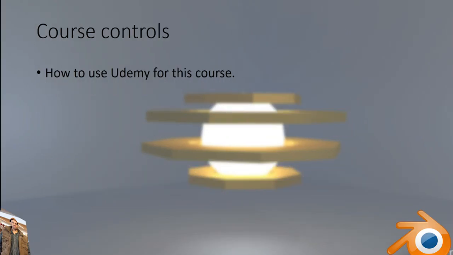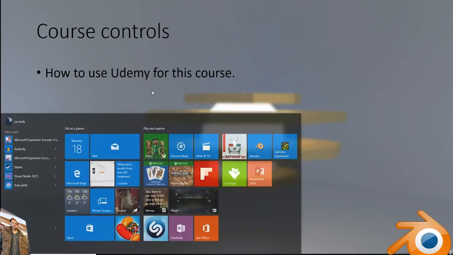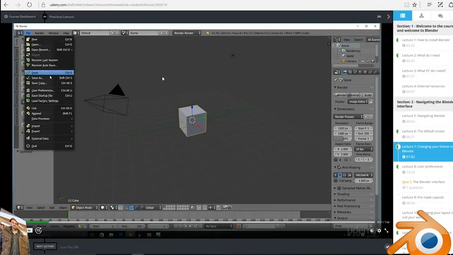In this lecture, I'm just going to take you through the course controls and how to use Udemy for this course. So, we're going to go into our example lecture, and just by clicking on the screen, you can play it or pause it at any time you want. There are also several other options, so if we go down here, there's a play and pause button to let you know if your video is in motion.